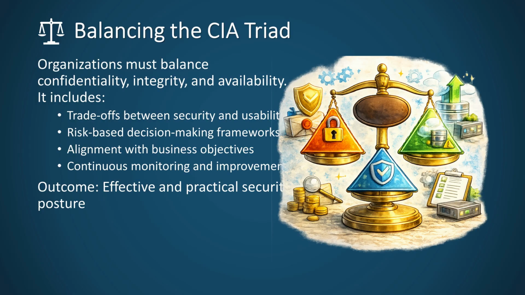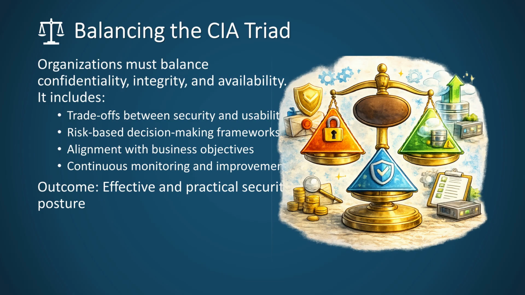Balancing the CIA Triad is one of the biggest challenges in cybersecurity. Each pillar is important, but focusing too much on one can weaken the others. For example, if you make confidentiality too strict, systems may become hard to use. If you prioritize availability without enough safeguards, you risk exposing data. And while integrity requires strong checks, too many controls can slow down operations.